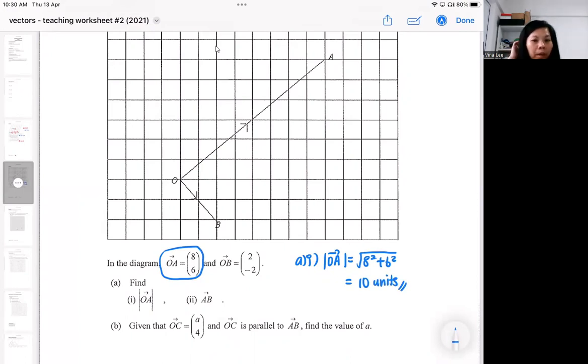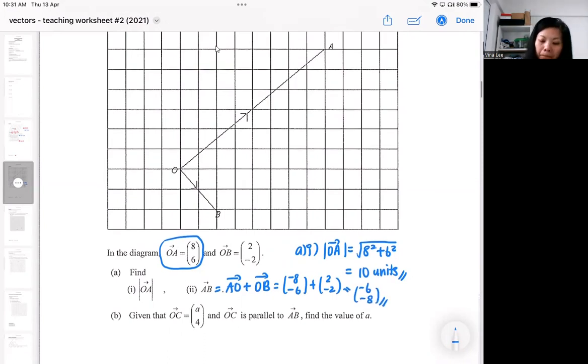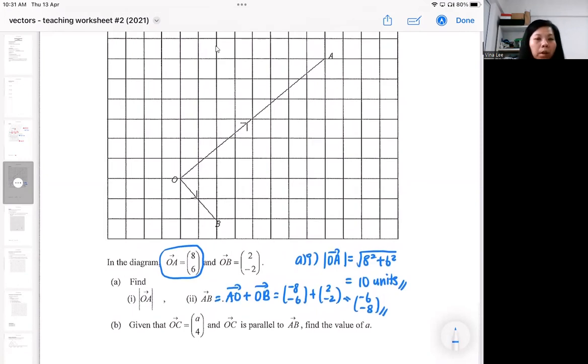Okay, then AB, you can also try doing your fill in the blank. So if you take a look here, I can try doing a fill in the blank. Okay, so if you do a fill in the blank, you will get minus 8 minus 6 plus 2 minus 2. I got no space, I'm going to write here. So I'll get a minus 6 minus 8. Okay, so you can actually do it without the diagram.